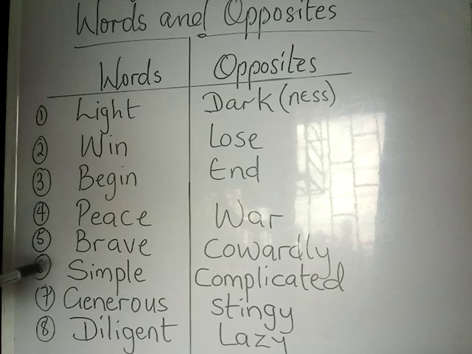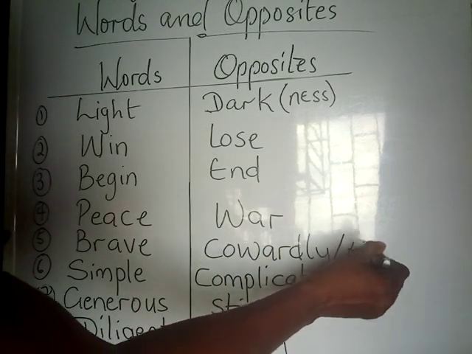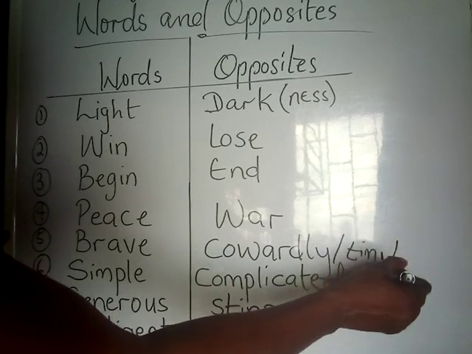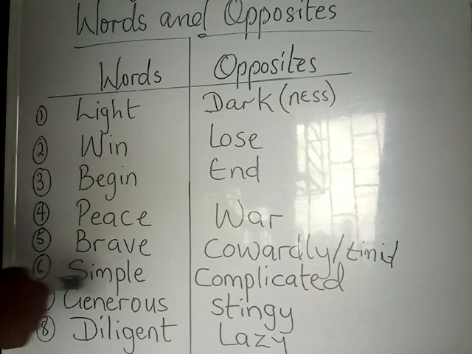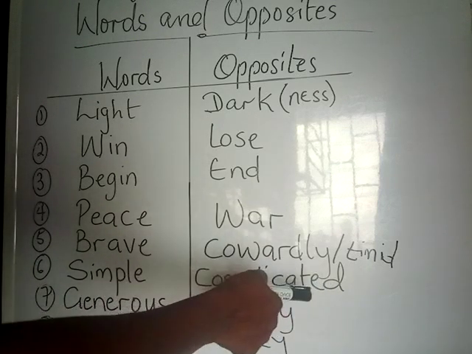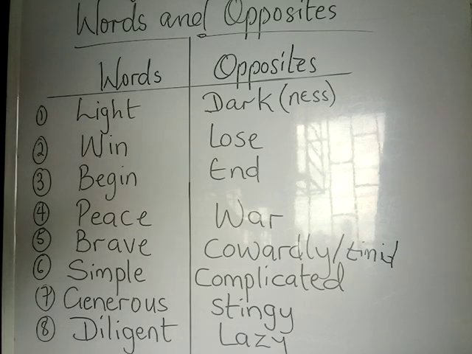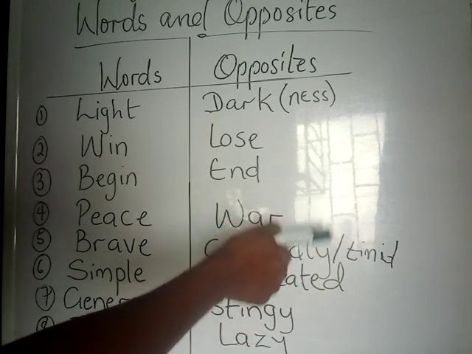So number 6 we have, let's just add timid to our list. The next word here is simple. Simple, the opposite is complicated, or it can also be difficult.